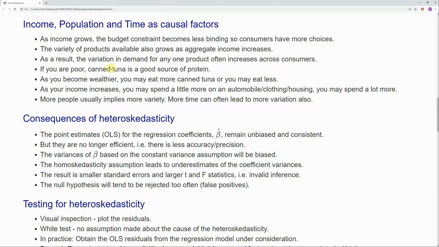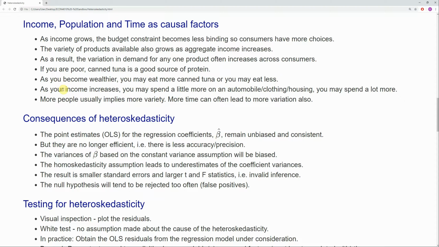For instance, if you're poor, canned tuna is a good source of protein. As you become wealthier, you can eat more of it, or you can eat less. You have the options, but you also have options to do other stuff. You can spend a little more on automobiles, clothing, housing, and also you can spend a lot more on those things compared to when you didn't have that much wealth. So it would be a different variance when you're looking at the distribution of data like this based on the income level.